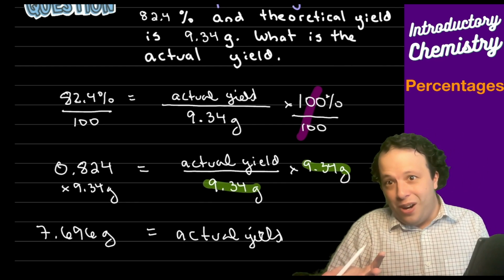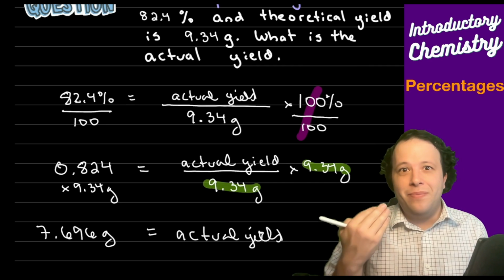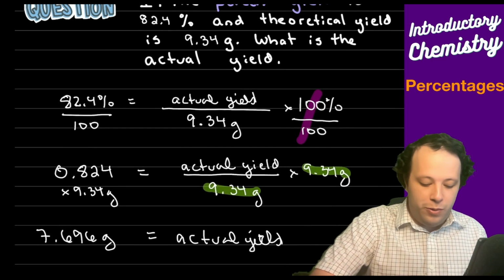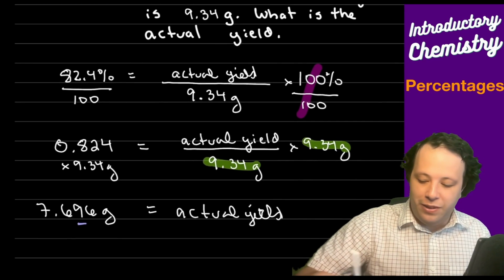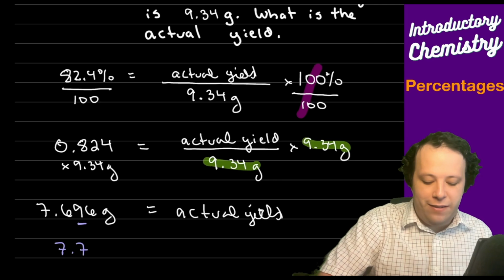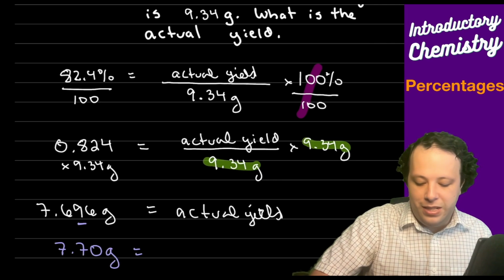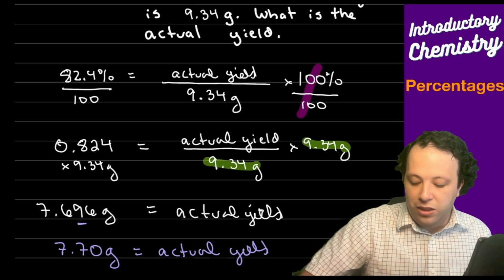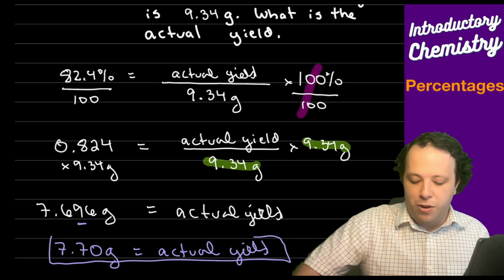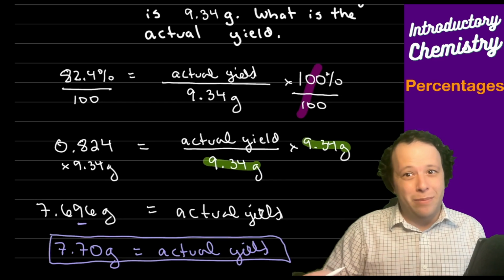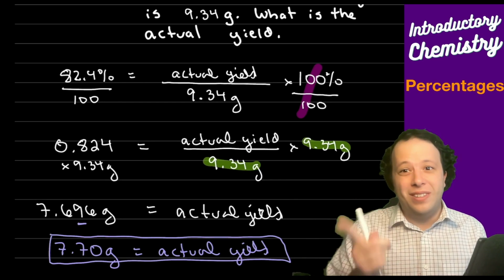Now, is that the right answer? Well, sig figs, right? Everything in the problem was 3 sig figs, so we have to round this to 3 significant figures. When we do that, our final answer is 7.70 grams as our actual yield. And that's how you can do a longer version of this problem when you're not given every little piece. You know the yield, but you need to calculate a missing piece. Okay, on to the next.